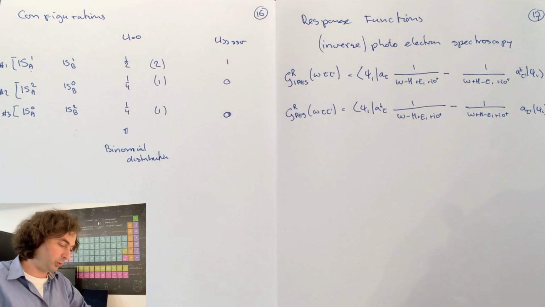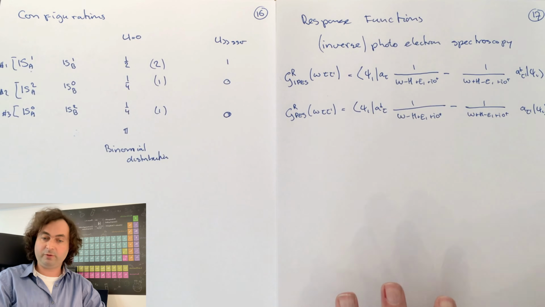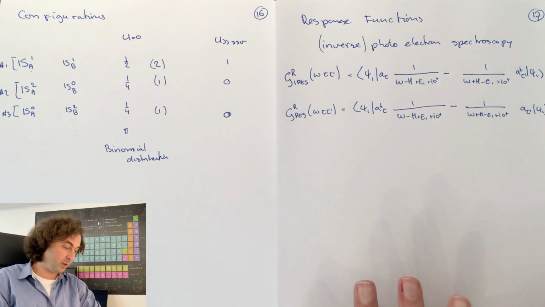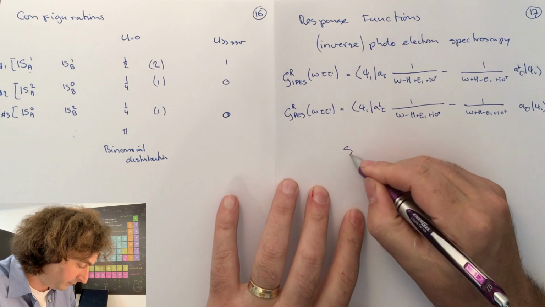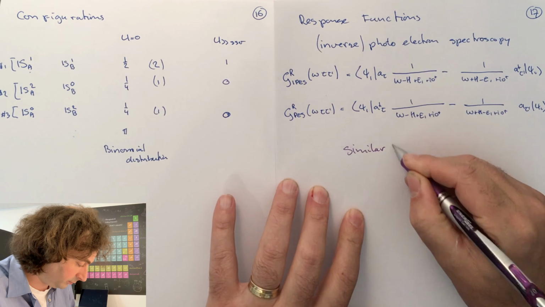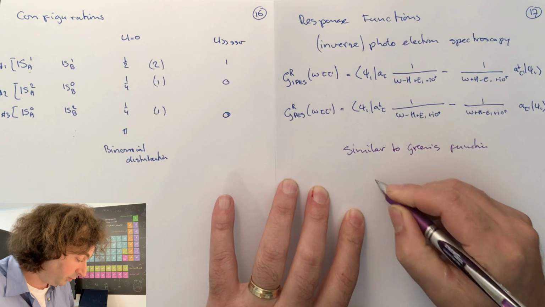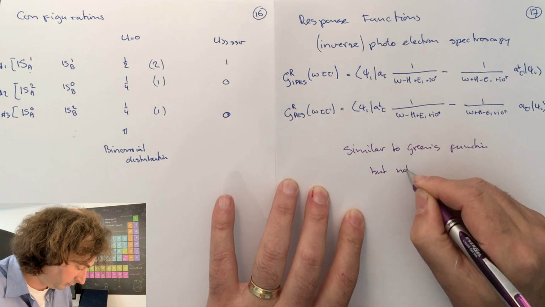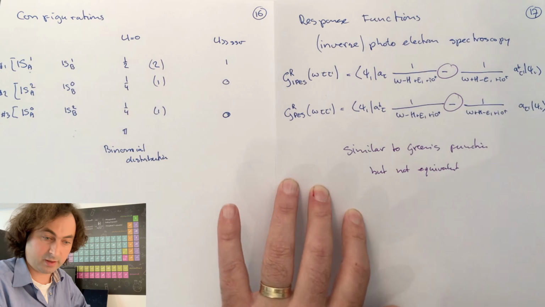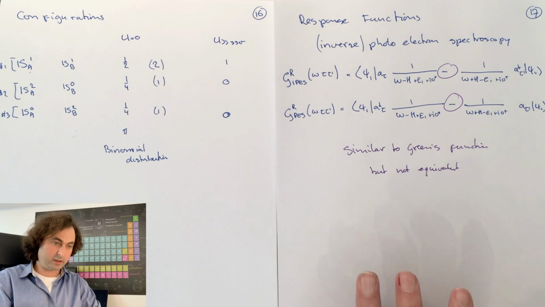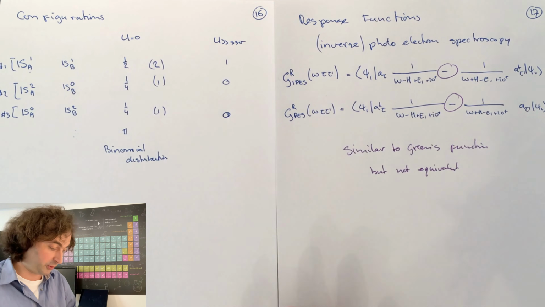Now, if you look back in one of the previous videos or chapters in our script, we defined the one-particle Green's function. And what we see here is very similar to the one-particle Green's function, but not equivalent. And the crux sits in these minus signs. These are observables.